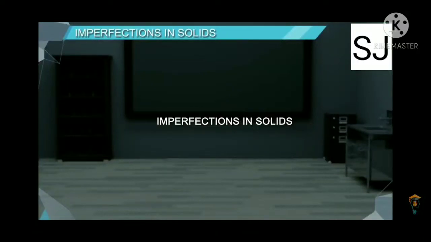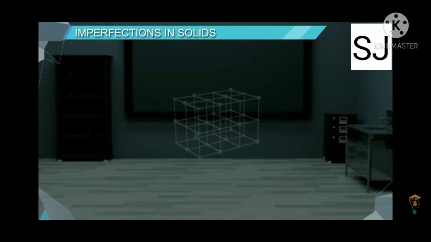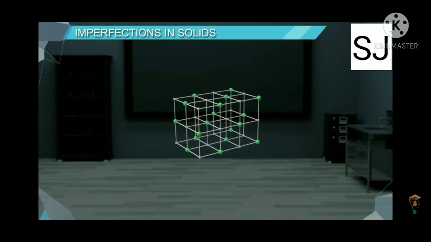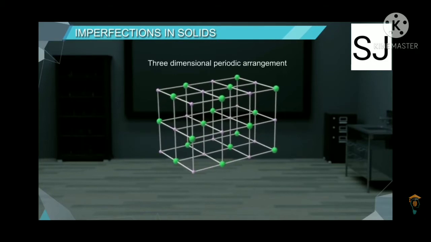Good morning, students. Today we are going to discuss imperfections in solids. As all of us know, at absolute zero, a crystal has a perfectly ordered, three-dimensional periodic arrangement. This arrangement is of atoms or ions or molecules.